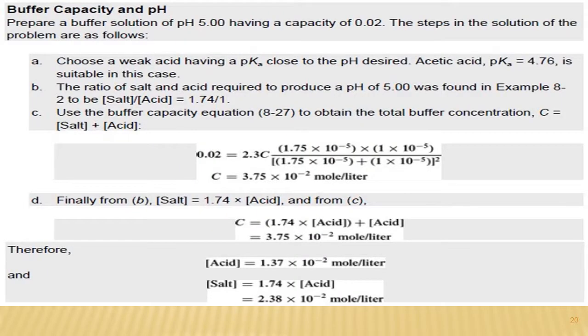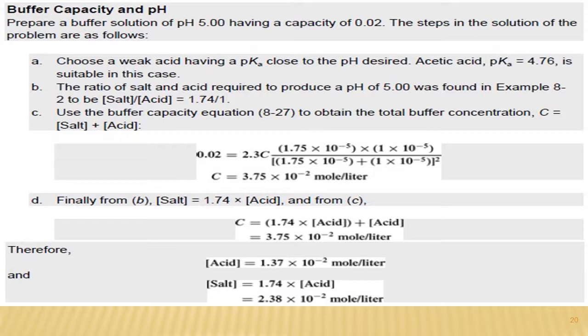We have here this example: buffer capacity and pH. Prepare a buffer solution of pH 5 having a capacity of 0.02. The steps in the solution of the problem are as follows. Choose a weak acid: acetic acid, with a pKa of 4.76, is suitable for this case. The ratio of salt to acid, as we calculated in the previous example, will be 1.74 over 1. And we can now apply this equation.